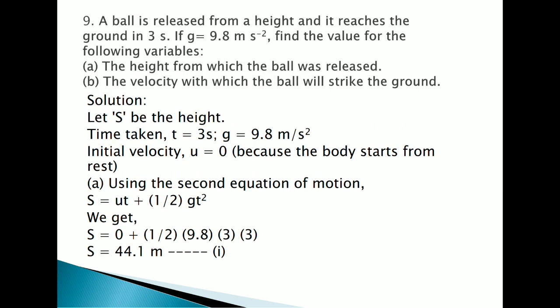Next one. A ball is released from a height and it reaches the ground in 3 seconds. If g is 9.8, find the value of the following. The height from which the ball was released. We have to find out s. Whenever a ball or any object has been thrown from any point above the surface of the earth, initial velocity will be equal to 0. So u is equal to 0.